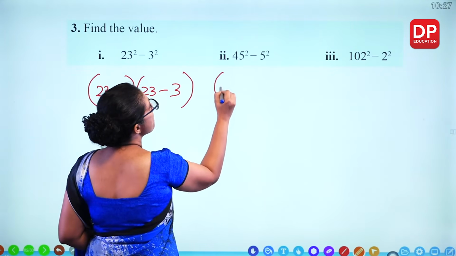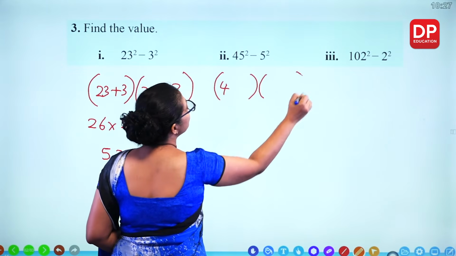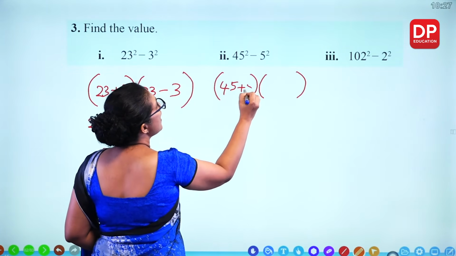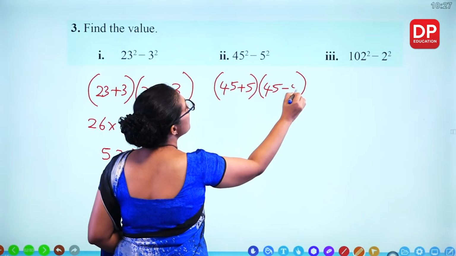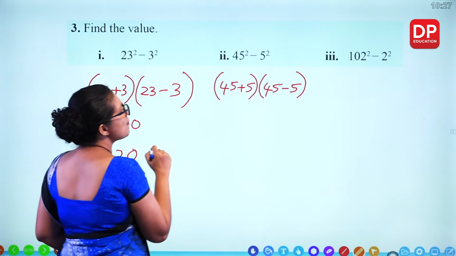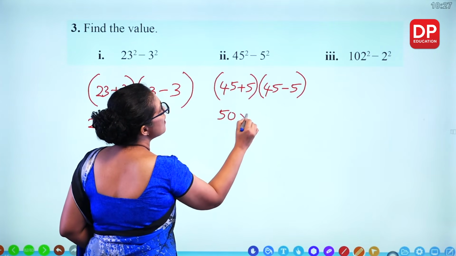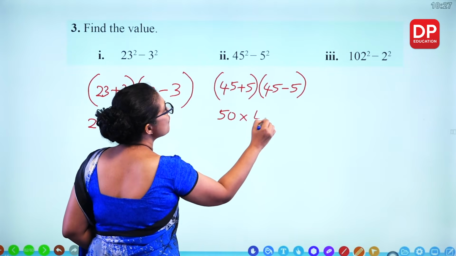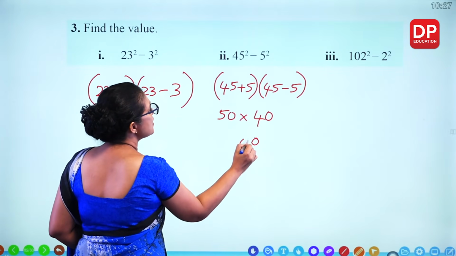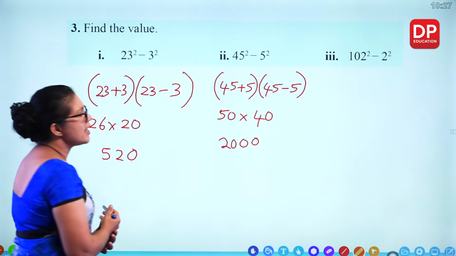Here, 45 plus 5 and 45 minus 5 are the factors. 45 plus 5 is 50. 45 minus 5 is 40. So when you multiply, you get 2000.